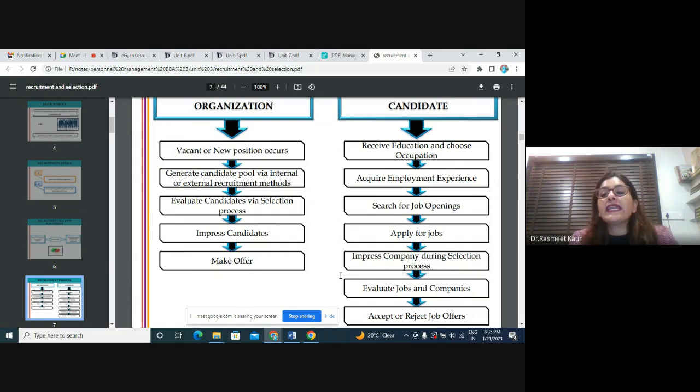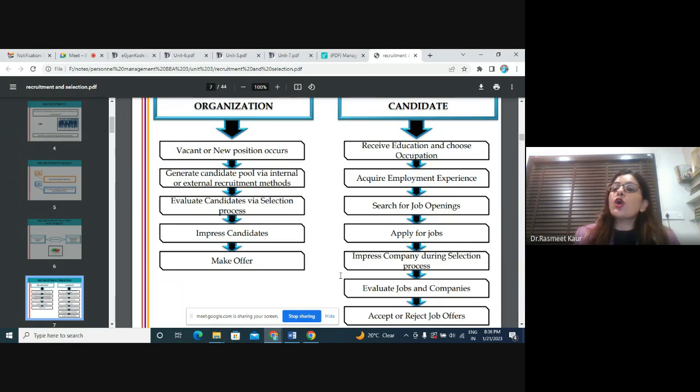Now, coming to the candidate's point of view, if any candidate is looking for a job in a particular industry, first he has to understand what education he needs to achieve for a particular position. So he'll receive the education accordingly. Let's take the same example again of a compensation manager. If you plan to be a compensation manager in any organization, you know that an MBA in HR, specifically with a compensation specialization, is demanded. So you will get the education accordingly.